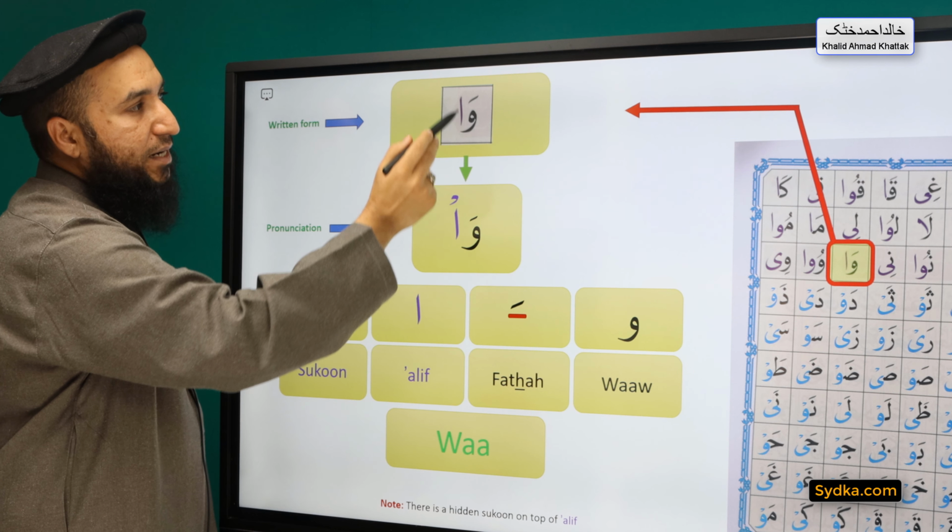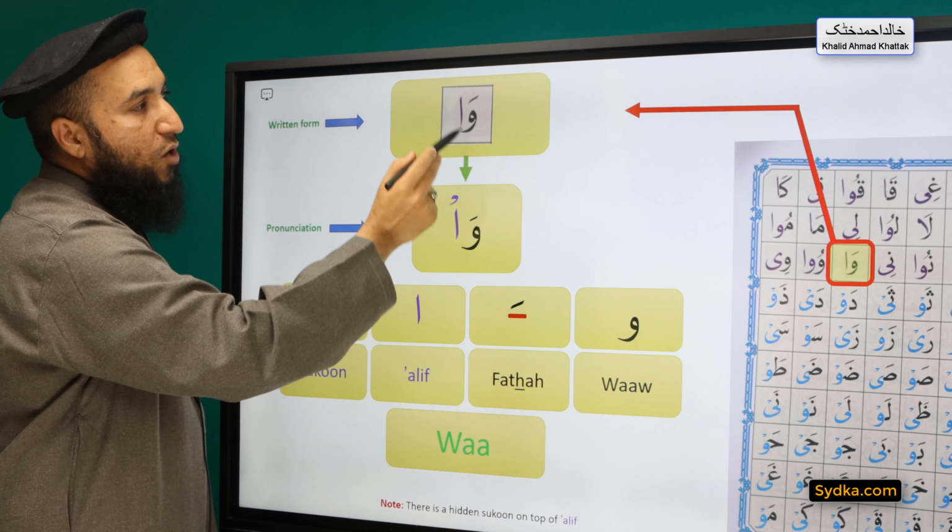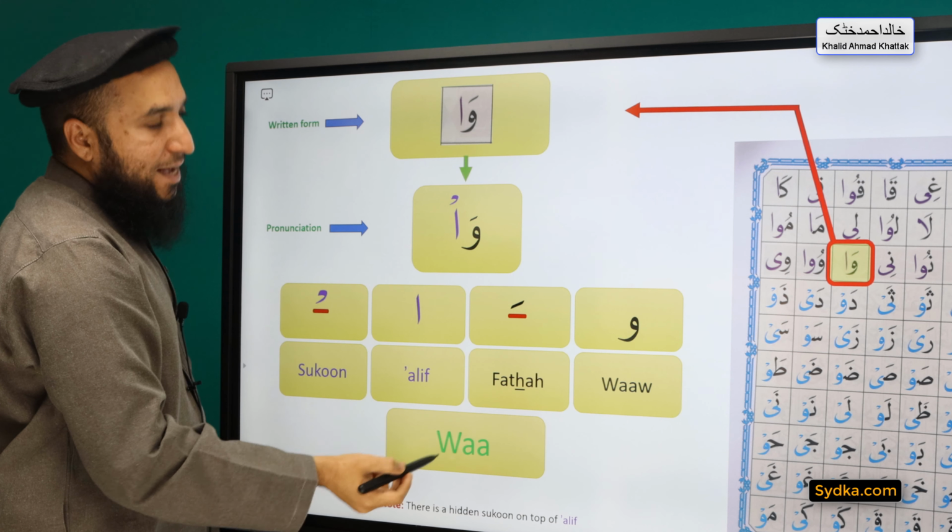The next syllable we have is Waw Fatha Alif Sukoon. Waw is a light letter, it has fatha on top of it, followed by alif, and this alif has a hidden sukoon. Waw Fatha Alif Sukoon, wa.